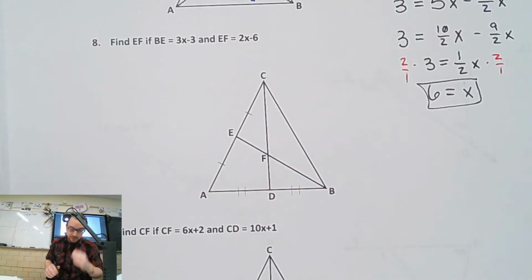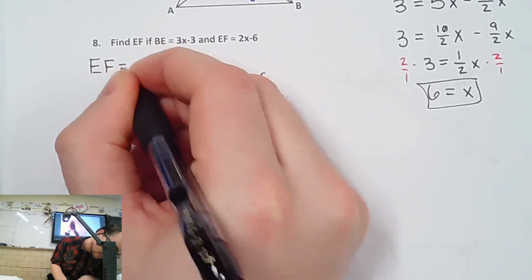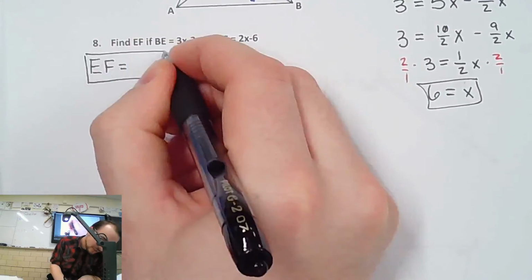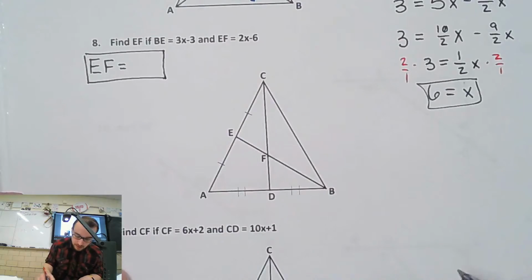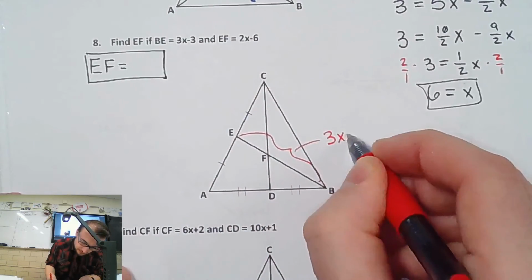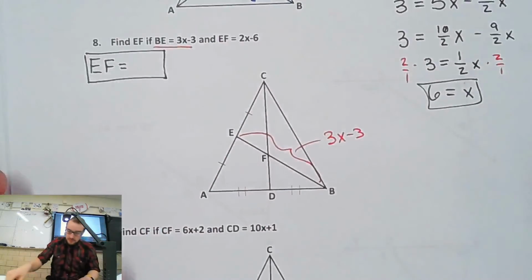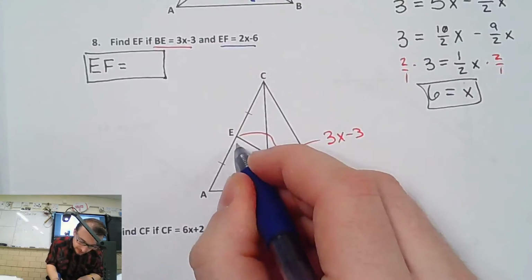Find EF. So we're looking for EF. So I'm going to write that down before I forget. EF equals is what I want to answer, right? So my answer is going to go right here. BE is 3x minus 3. BE is all this, right? And EF, well, that's 2x minus 6. That's this.